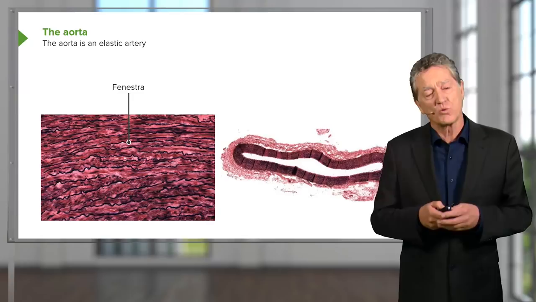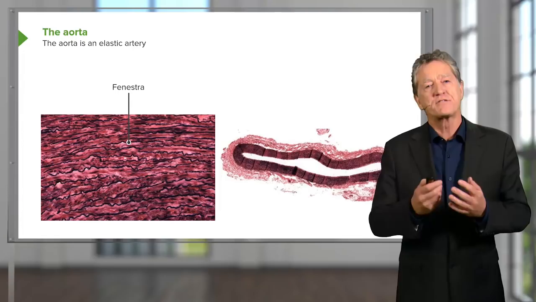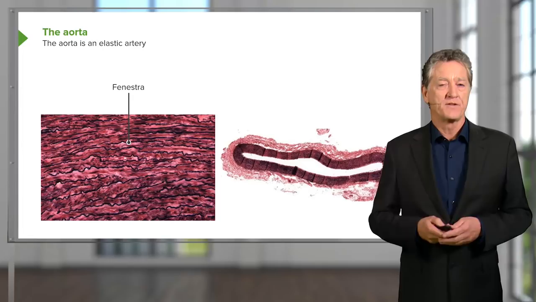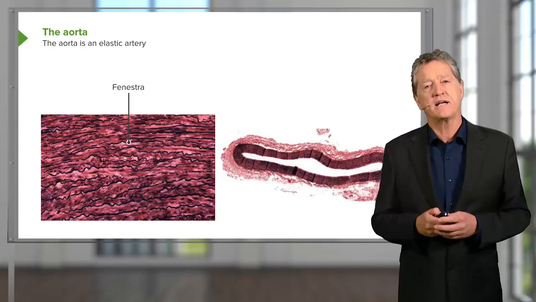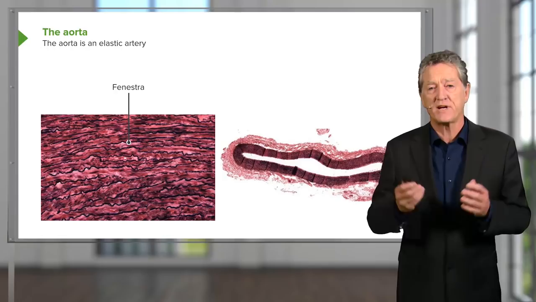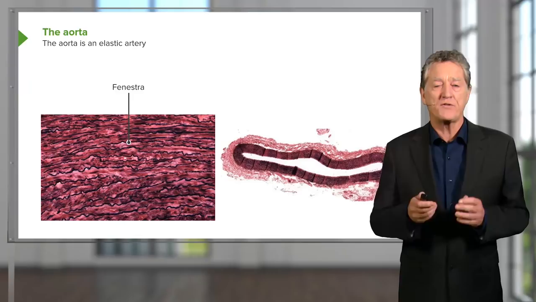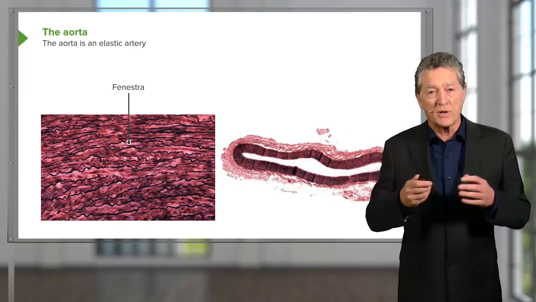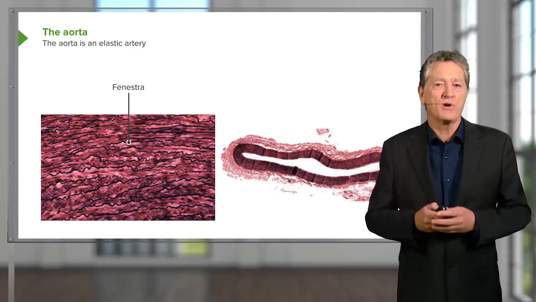And then when the heart goes through the resting or filling phase, when the ventricle has stopped contracting and is filling again as it receives blood coming from the left atrium, the elastic tissue inside the aorta recoils, just like an elastic band contracting back to its normal shape after you've stretched it. That recoil is very important because it maintains pressure inside the aorta during the resting phase of the left ventricle. And because it maintains pressure during that filling phase, it maintains the flow of blood.